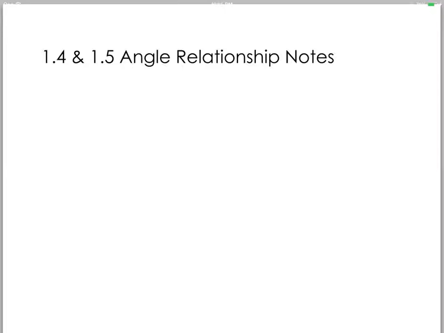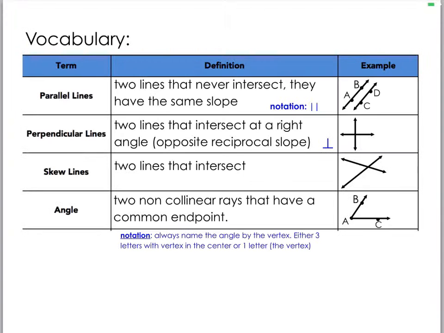We're going to start with quite a bit of vocabulary review. First term we're going to talk about is parallel lines. Those are two lines that will never intersect, and we learned in MSA as well as intermediate that means that they have the same slope. Our notation is just two parallel bars.